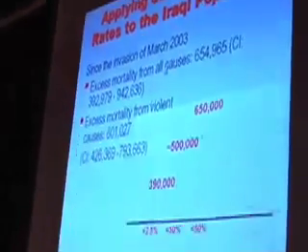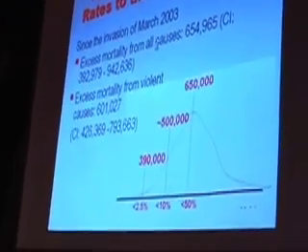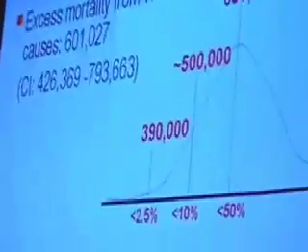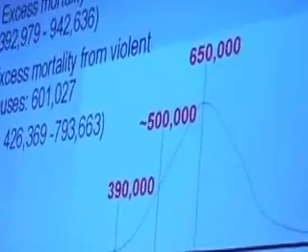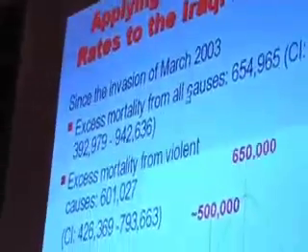Okay, so overall, we ended up with these numbers. We had an overall estimate of 650,000 excess deaths. The chance of it being less than 500,000 was only 10%. The chance of it being less than 390,000 was only 2.5%. So this represents what we would call the confidence interval, and we know that between this side and this side, which is 940,000, the true figure has a 95% chance of being in here, and this one is the most likely number to be there.